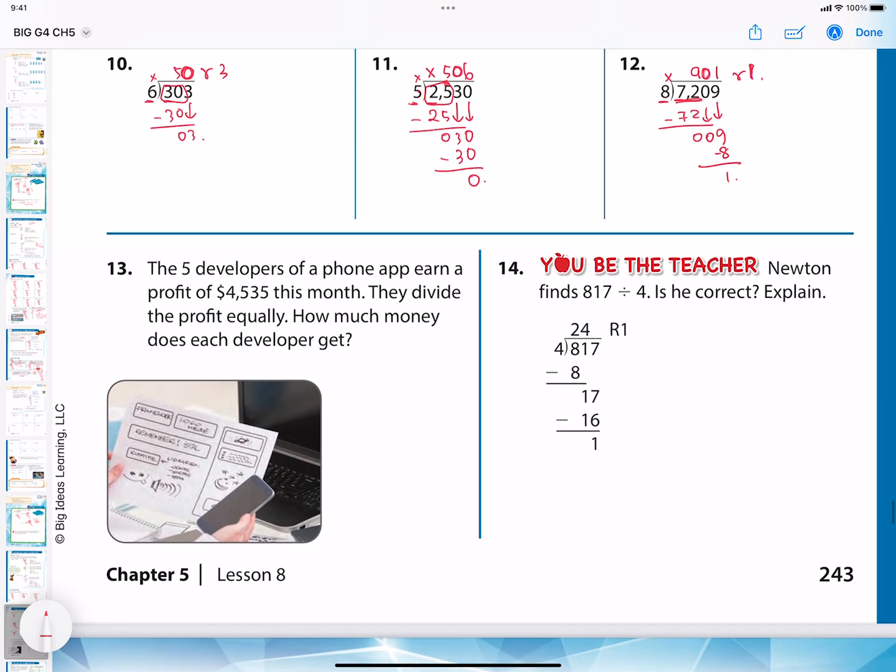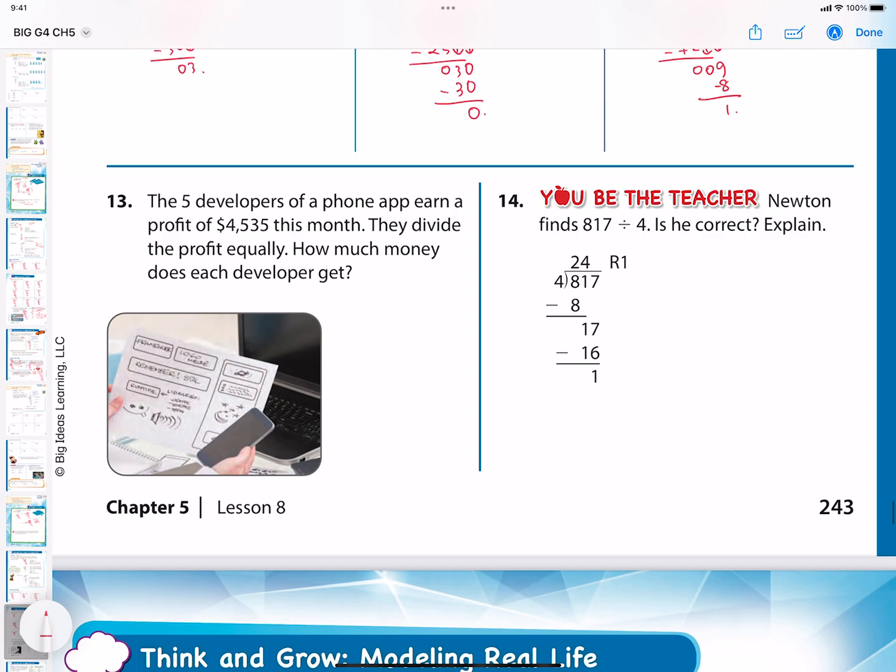All right, number 13. The 5 developers of a phone app earn a profit of 4,535 this month. They divide the profit equally. How much money does each developer get? So how many developers were there? 5. And then they made this much. So let's see.